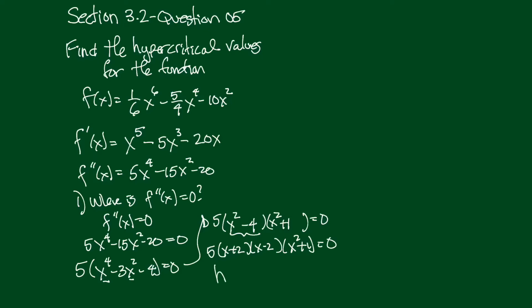So we're going to say that the hypercritical values occur at x equals negative 2 from here and positive 2 from here. So I'm going to claim our answers here are negative 2 and positive 2. Two hypercritical values.